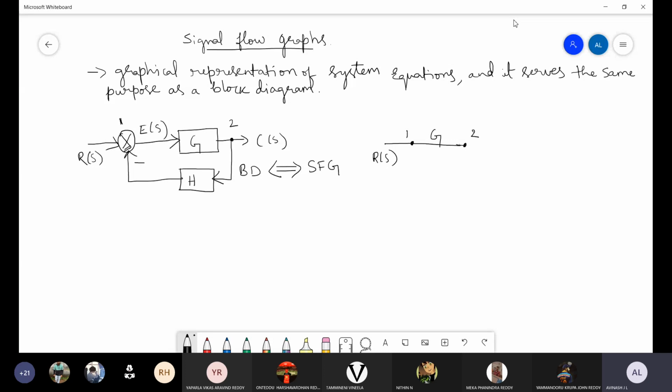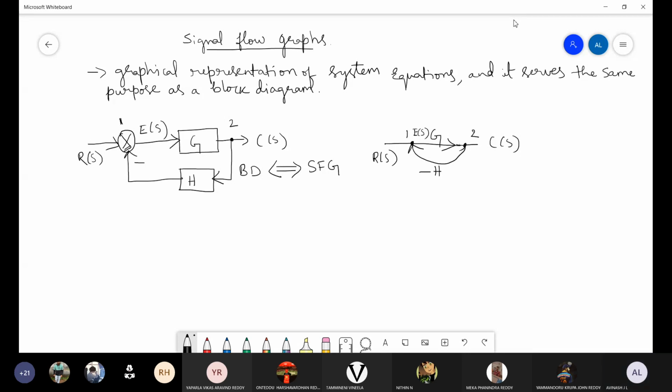G is a block in the block diagram and a branch in the signal flow graph. Here E of S is the signal at this particular point. Throughout the branch, G is there. What is left out? After this, we can take C of S, and this is the negative feedback, H. How is it represented? It is represented as another branch with the branch value minus H. This is in the reverse direction. This is how we represent the signal flow graph with respect to the block diagram. Do you have any doubt in this one?